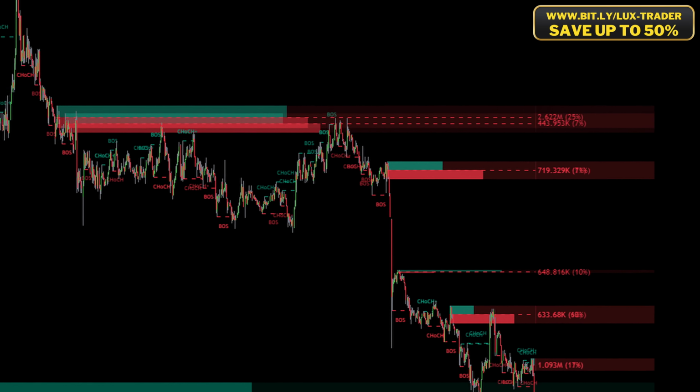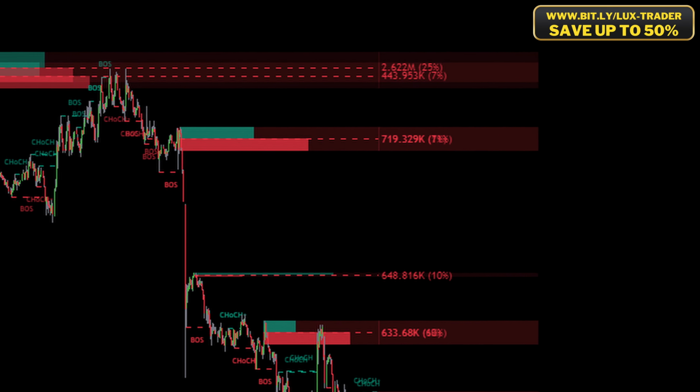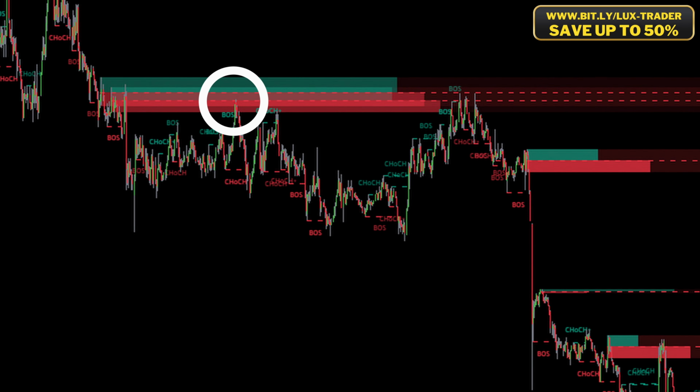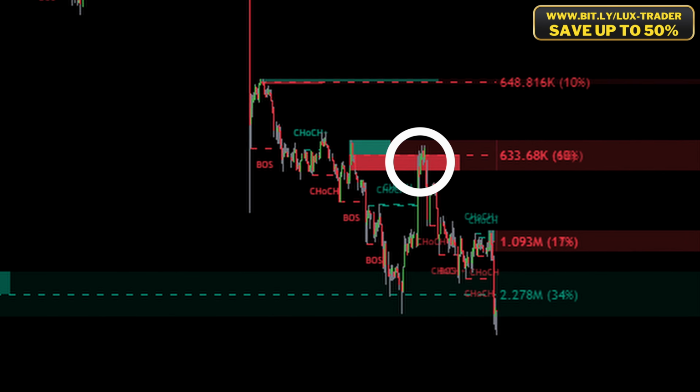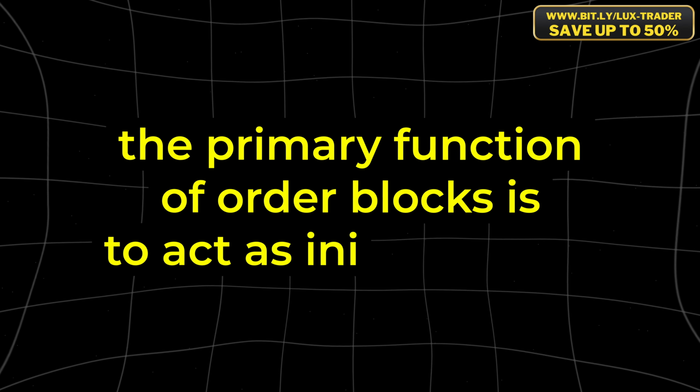These blocks function like supply and demand zones, but are more precise in highlighting institutional activity. But you need to make sure to incorporate these blocks into a broader strategy. We'll use order blocks to find entry points, but this is only our first entry confirmation rule. Trading based solely on these blocks would not be profitable in the long haul. The primary function of order blocks is to act as initial signals.